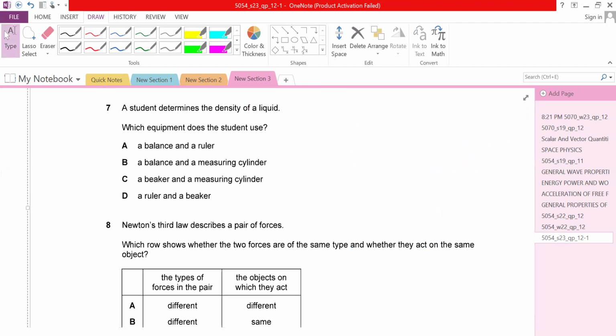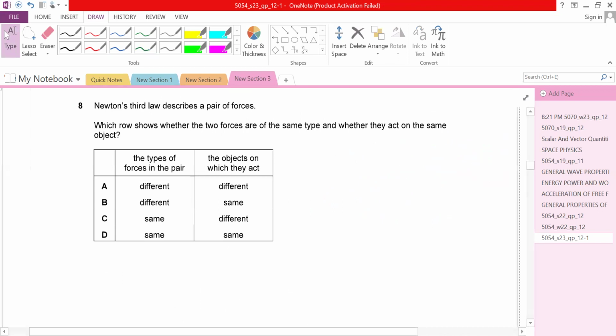Question 7. A student determines the density of a liquid. Which equipment does the student use? A balance and a ruler? No need of a ruler. A balance and a measuring cylinder? Yes. Option B is correct for question number 7.